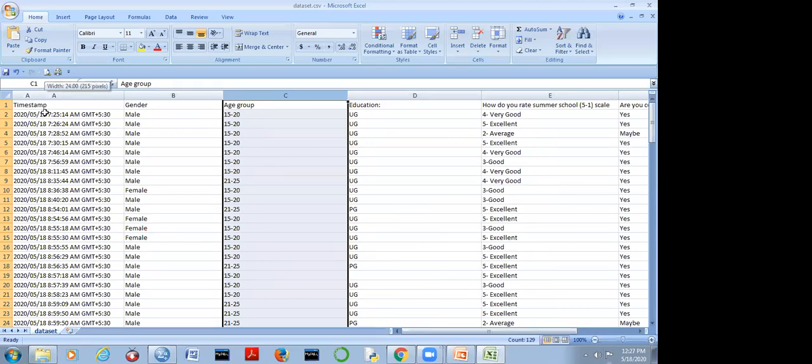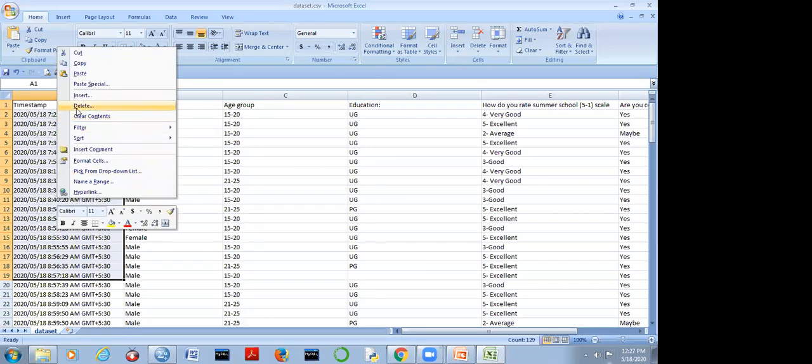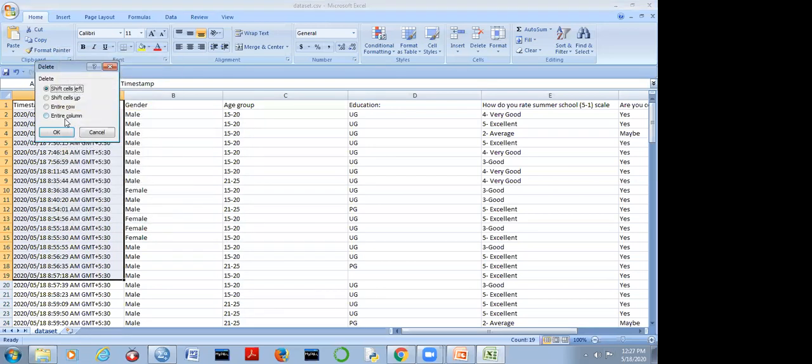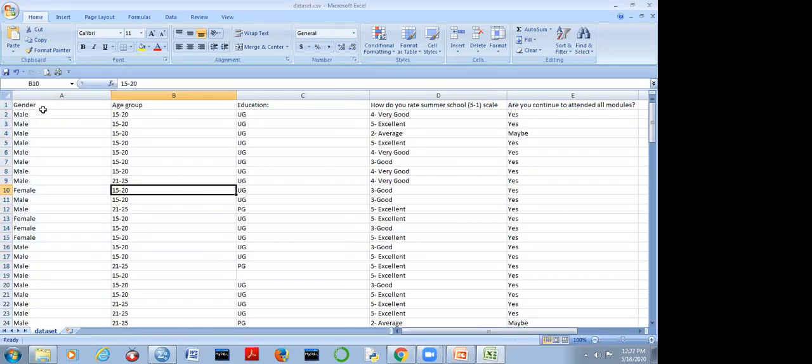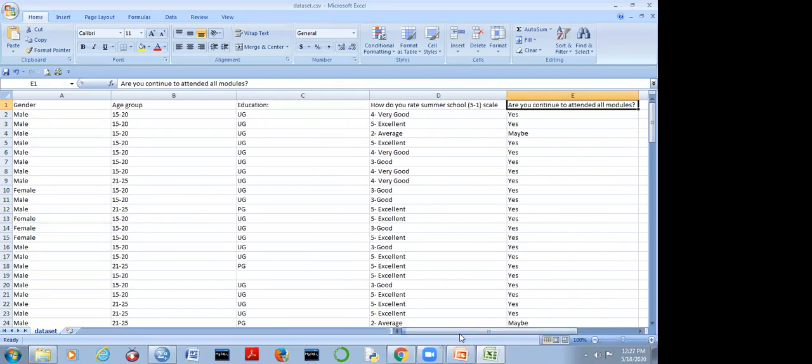So I don't require this time and date. I will remove this column. I am removing the timing now. Delete the column. Okay, and now gender, age group, education, and then how to rate this and this. Okay, see, now this is the questionnaire that was filled by you people.